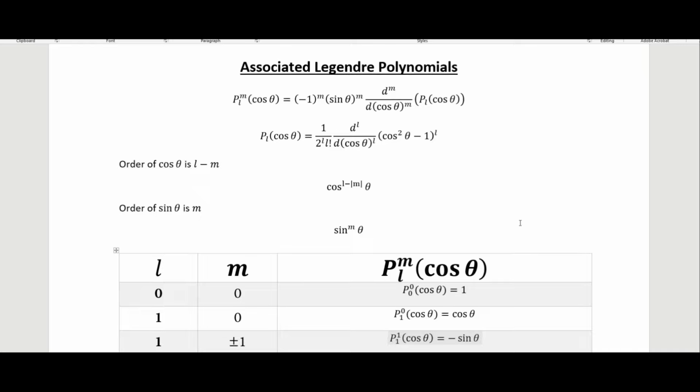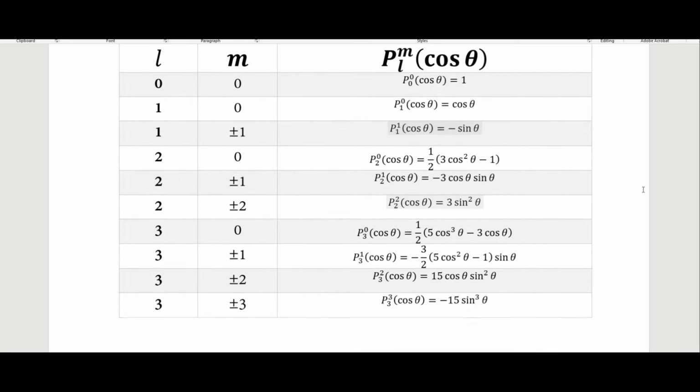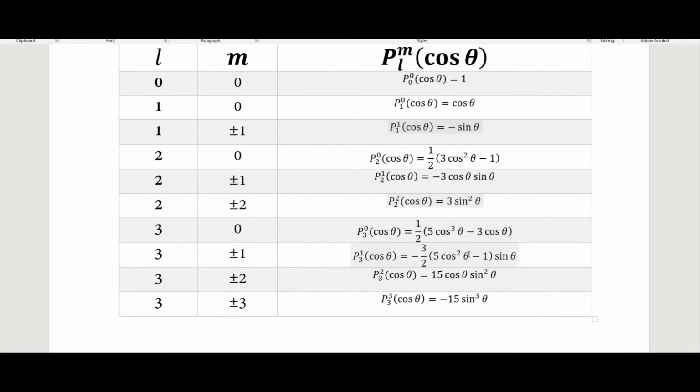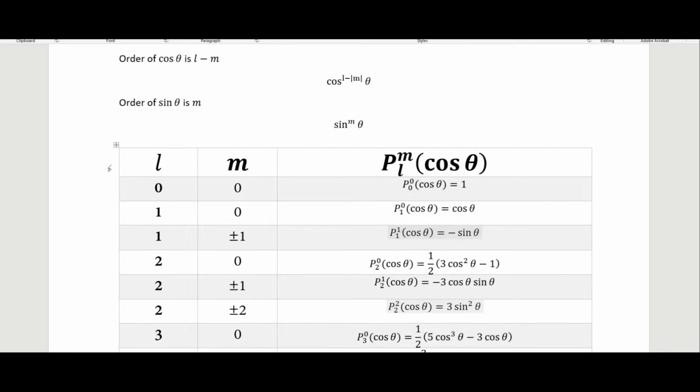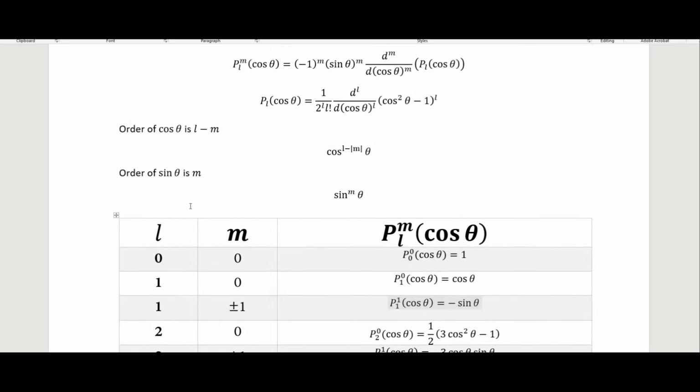And anyway, like I said, these associated Legendre polynomials are part of the spherical harmonics. And so this I thought was just kind of a nifty way of thinking about the cosines and sines in the associated Legendre polynomials being dependent on this L and M.